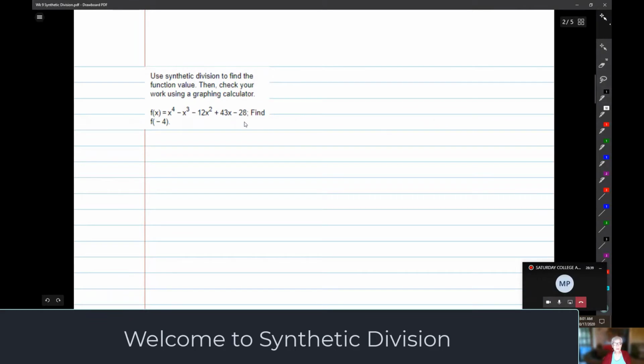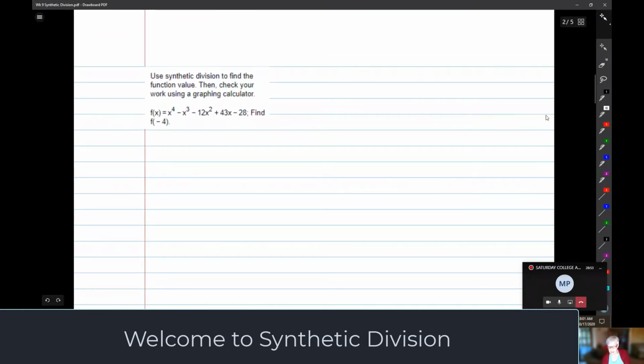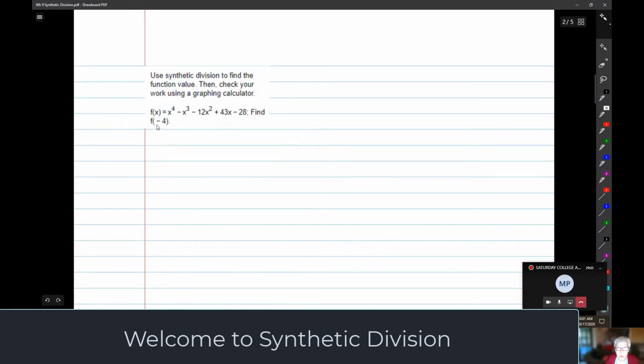We are going to start with something called synthetic division. And what this allows us to do is exactly the same thing that I'm about to do. And it's a tedious process, as you know. This is asking me to find f of -4. So I'm going to do this in the traditional way, the way we've been doing it. All this is asking us to do is evaluate a function. Let the x's equal -4 and find out what the answer is.